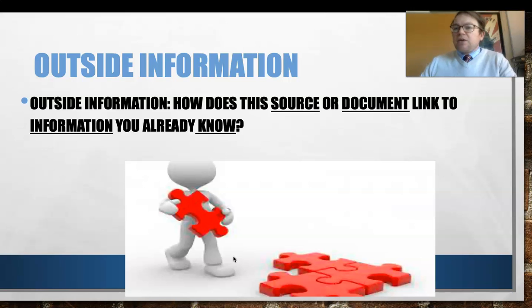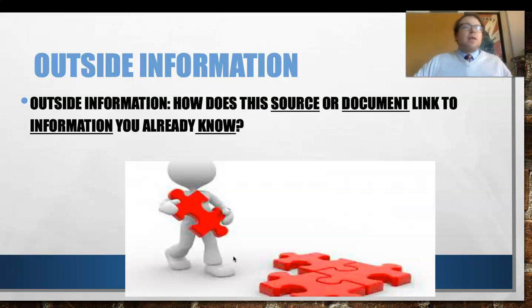And then finally, outside information. Outside information is one of the toughest things for 7th graders because we've talked about this. A lot of folks don't know what they don't know, and we haven't had that lived experience specifically in history. But there are going to be moments where you read something and you're like, bam, that connects to this. Outside information is how the source or document links to information you already know. Specifically, something that is not specifically said in the document.